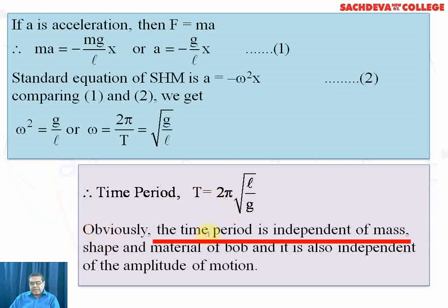Obviously, the time period is independent of mass. In the equation, we don't find that mass is existing. Also, the time period is independent of the shape of the pendulum bob and the material of the bob, and it is also independent of the amplitude of motion, because amplitude will be sometimes less and sometimes more. That is the characterization of a harmonic oscillator.